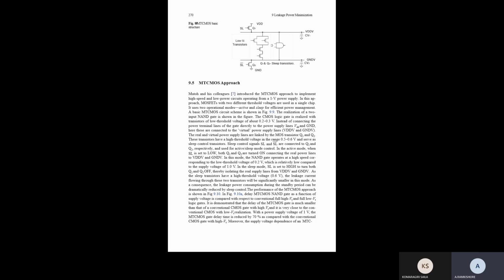Therefore, with this approach, the multiple threshold complementary metal oxide semiconductor approach, the power utilization is completely reduced. The MTCMOS gate delay is much smaller than that of the conventional CMOS gate with a high threshold voltage, and the MTCMOS gate operates as fast as the full low threshold voltage gate.